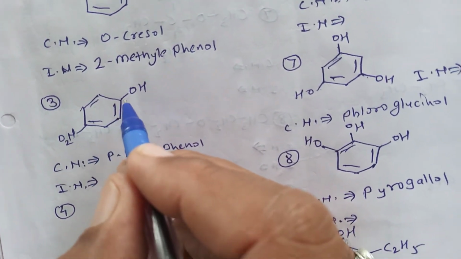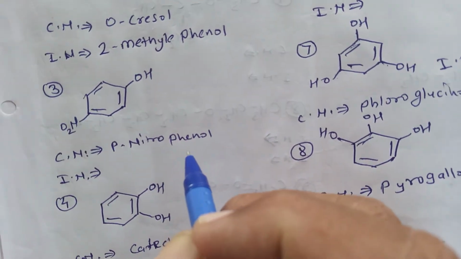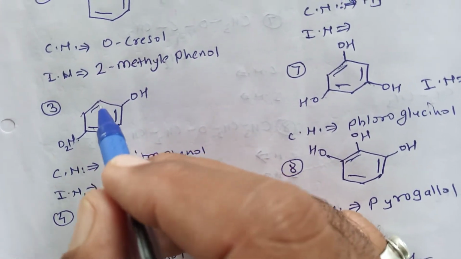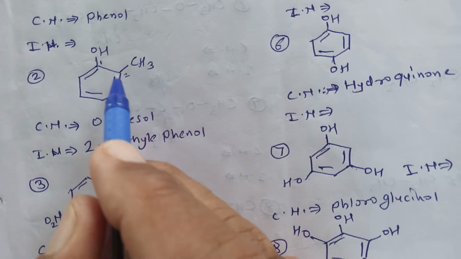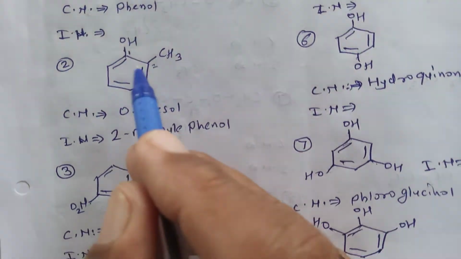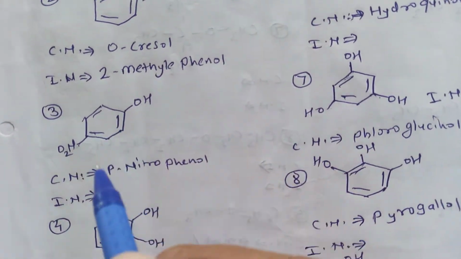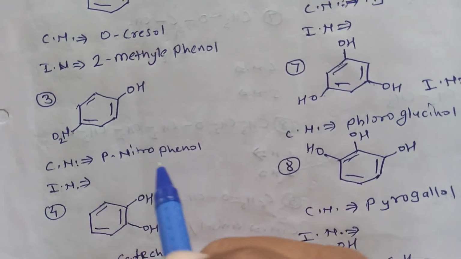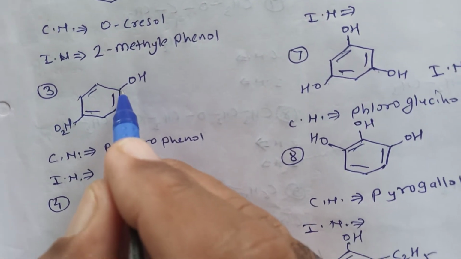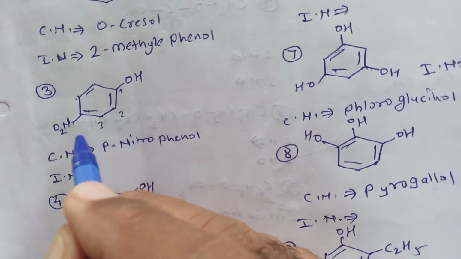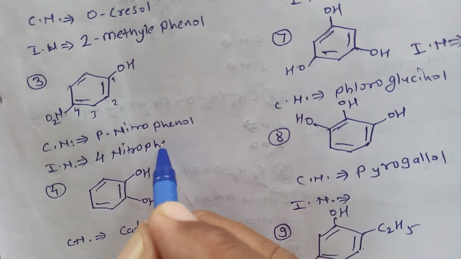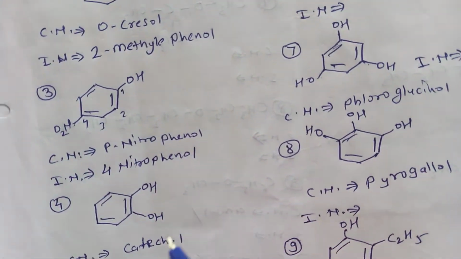Next example, the nitro group is attached here and the hydroxyl group is attached here on the benzene ring. The common name is para-nitrophenol. The 1,4 position is the para position. As in the last example, the 1,2 position is the ortho position, the 1,3 position is the meta position, and the 1,4 position is the para position. Therefore, we will use P, para-nitrophenol. For the IUPAC nomenclature of this compound, numbering from this end or this end is similar, 1, 2, 3, and 4. That is 4-nitrophenol. The name of the compound is 4-nitrophenol.